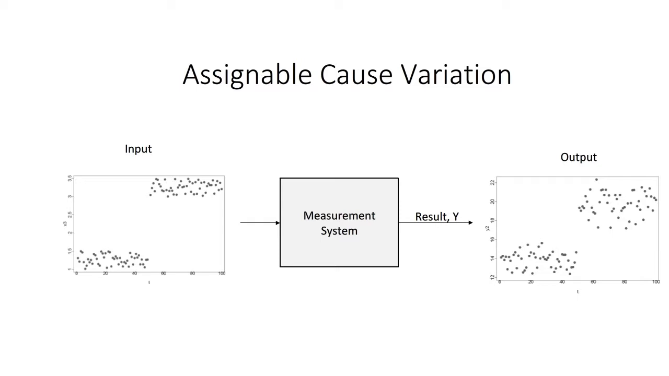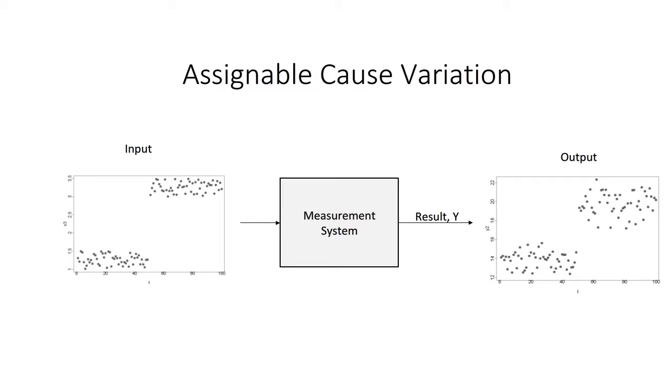Variation in output that can be associated with the variation in inputs is called assignable cause variation, because the variation can be traced back to a change in the input. The change in input on the left caused the change in the output on the right. Therefore, when we see a change in a process behavior chart, like the one on the right, we can reason that it may have been caused by a change in input similar to that seen here.